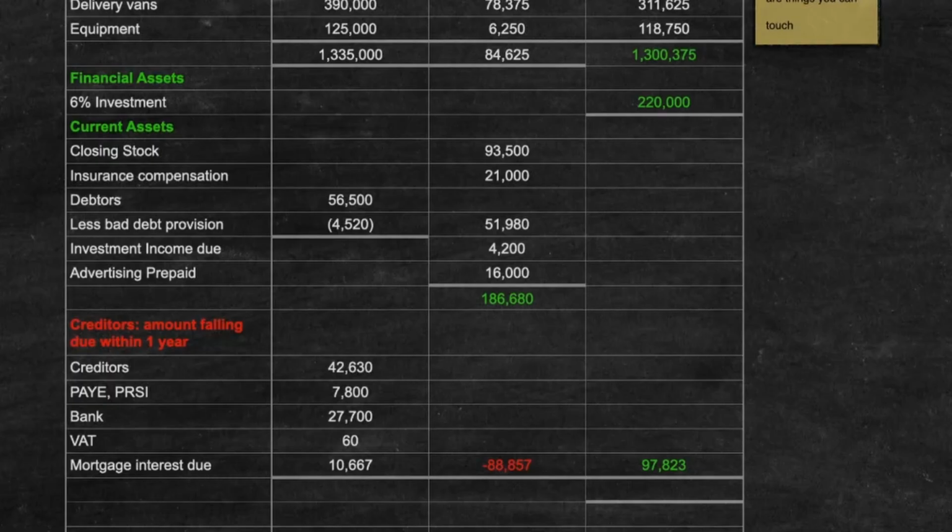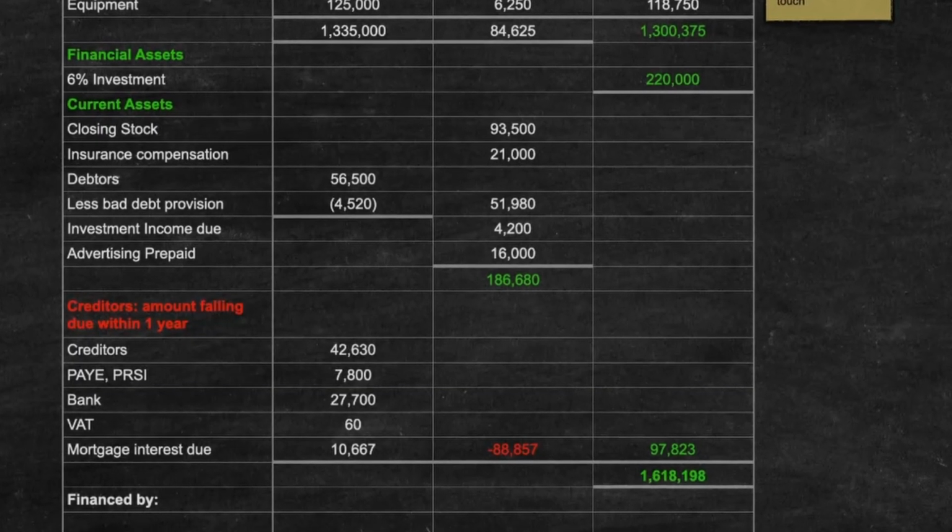When we add our fixed assets and our working capital together, we get our total net assets, which is 1,618,198. This is the total worth of the business right now. But every single euro of that had to come from somewhere, and that brings us to the second part of the balance sheet, financed by. This section explains where the money came from.